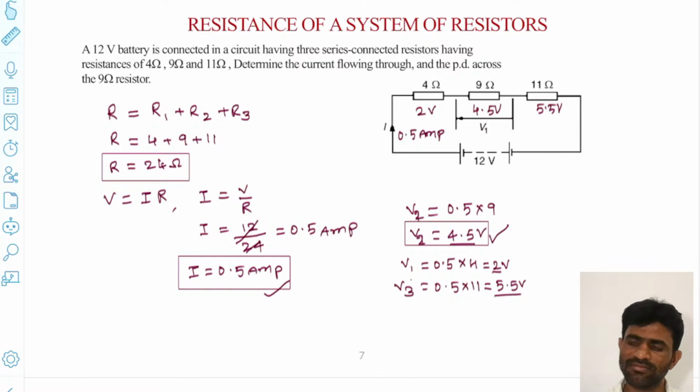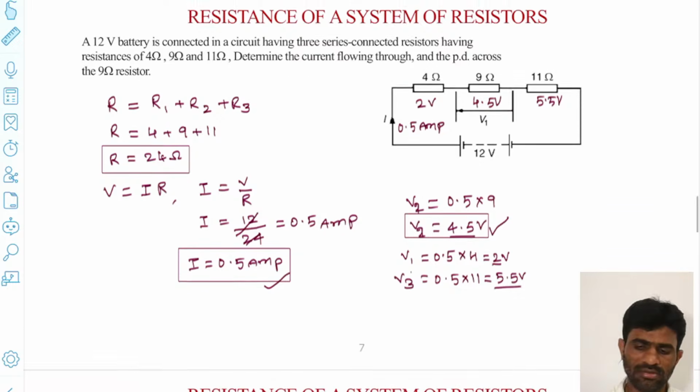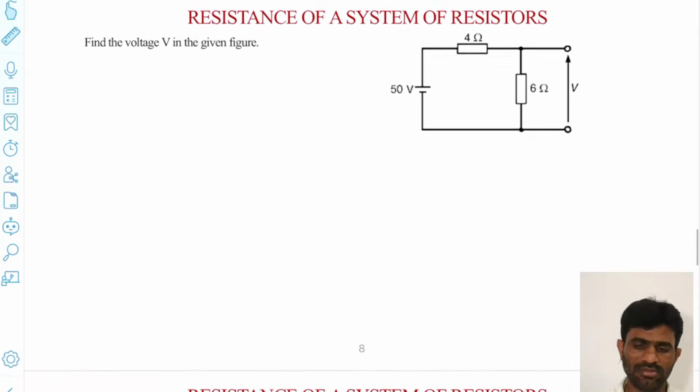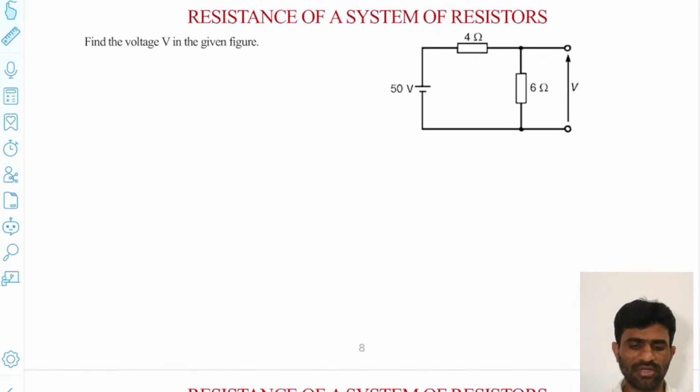Now next question. Shall we move to the next question now? The next question is this. You have to find the potential difference. Find the voltage V in the given figure. You may have a doubt that V is already given as 50 volts. Then why do we have to find V again?